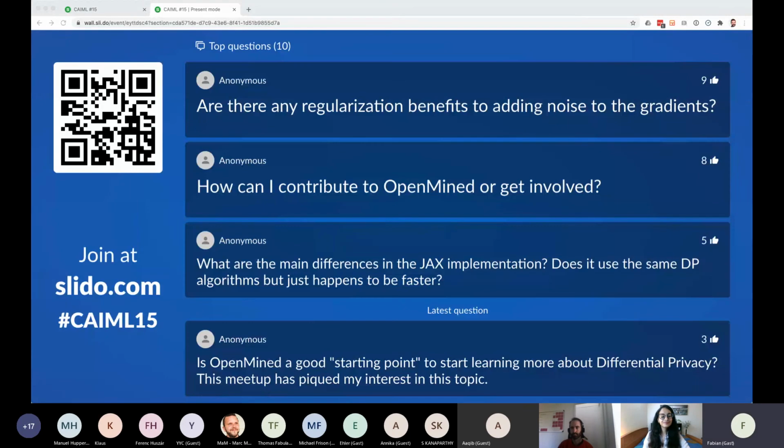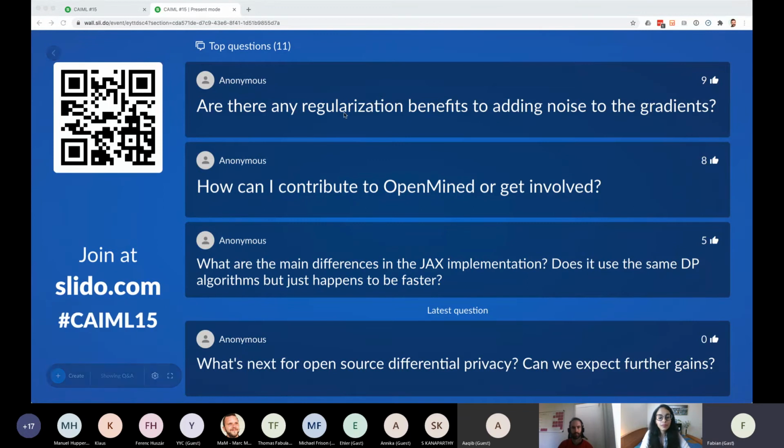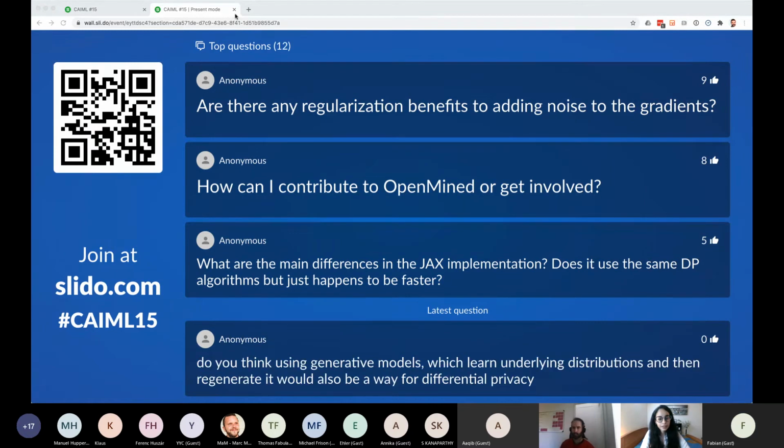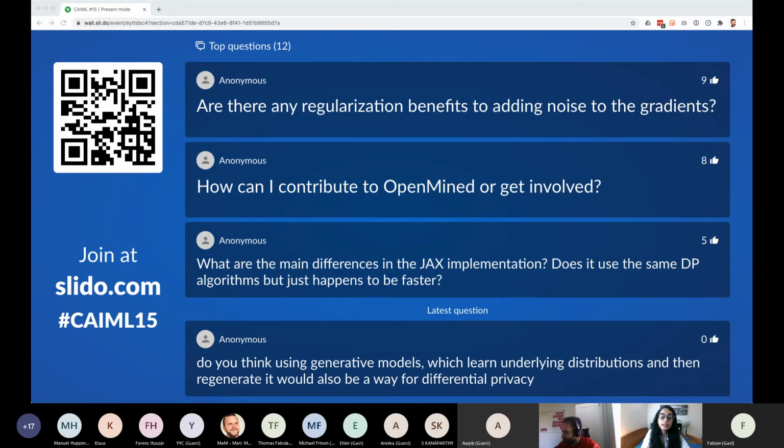Okay, then maybe we can start with the first question. Are there any regularization benefits to adding noise to the gradients? Absolutely, yes. It has been shown that a positive byproduct of using differential privacy is that it acts as a great regularizer, and it helps to make a more generalizable model. While there have not been enough in-depth studies in this area, there's a lot of potential.